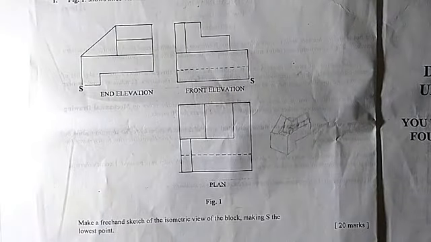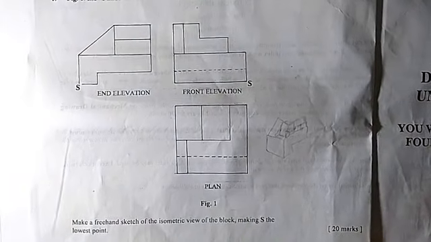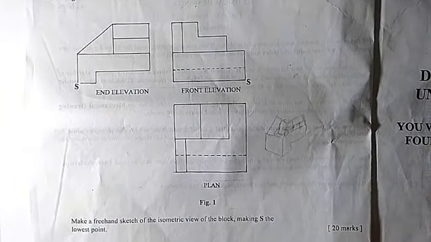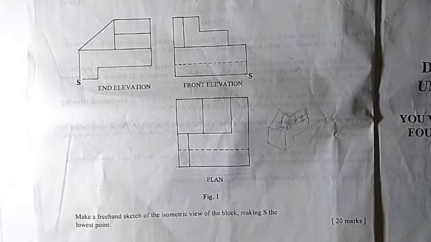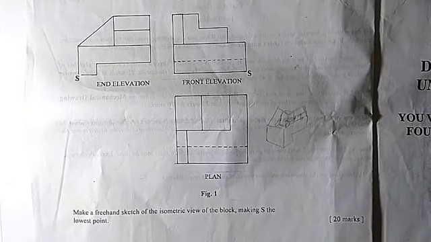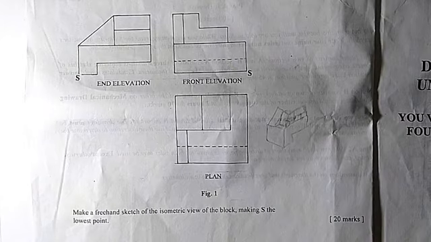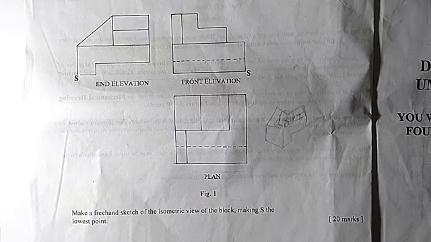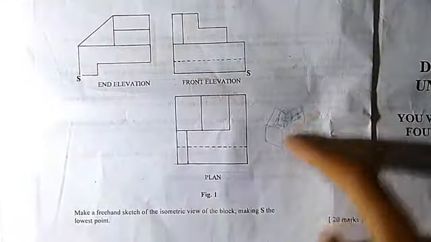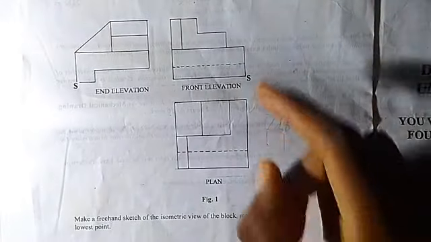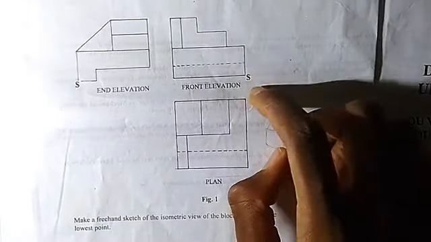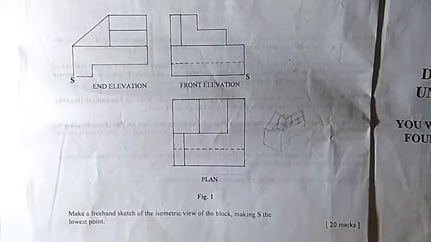In my videos, I always taught you how to draw first angle projection and how to couple a block with the given views. You are asked to make a freehand sketch, not to draw in isometric projection using your angles, but to make a freehand sketch of these views of the block, making the lowest point S, which is what I'll be teaching you today.